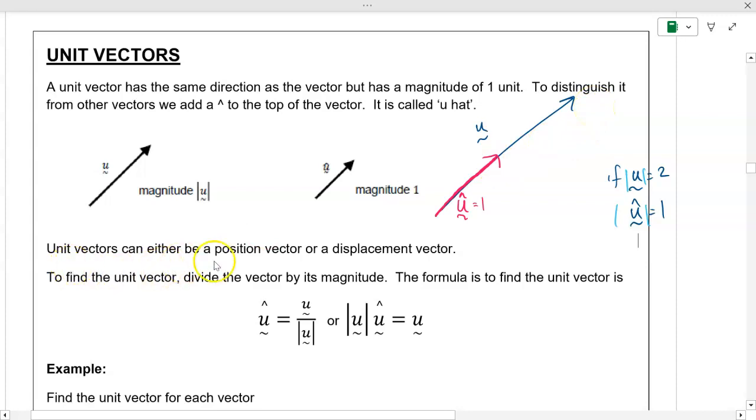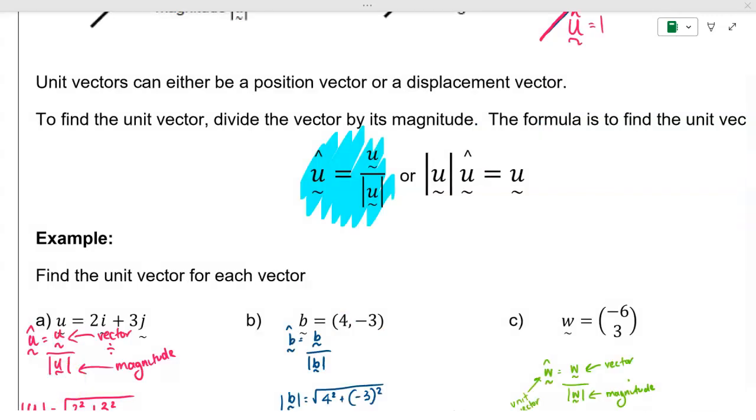So unit vectors can be either a position vector or a displacement vector. Remembering, if we want to write that vector in the form of a column vector, we need to move it back to a position vector. To find the unit vector, we divide the vector by the magnitude. And here's our formula. The unit vector, which is the little hat here, is the actual vector divided by the magnitude of that vector. You can write it in this format as well, but generally we use that first format. That is not given to us on our HSC formula sheet. So our unit vector is our vector divided by the magnitude of that vector.